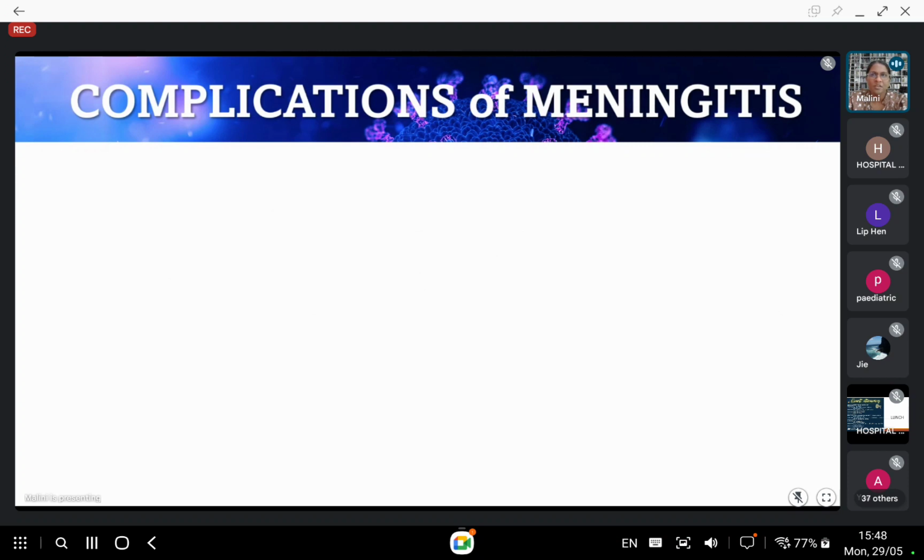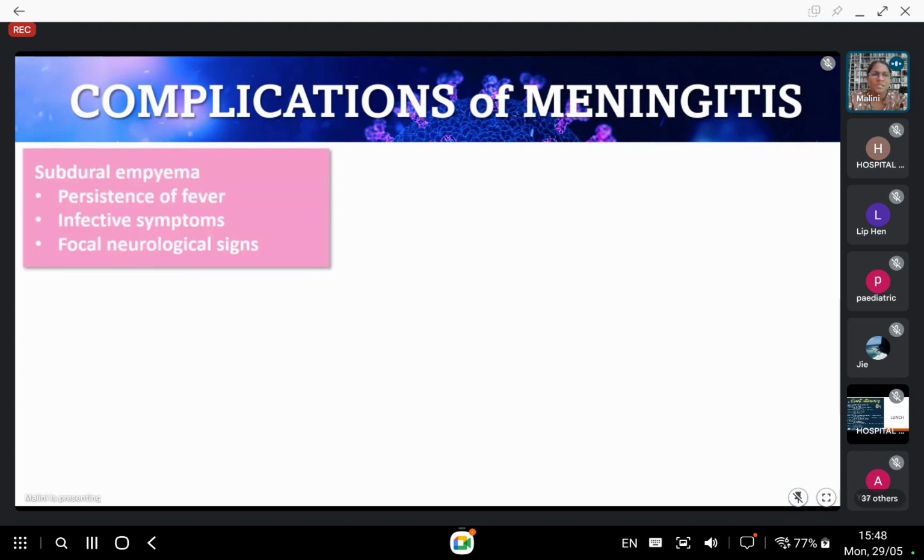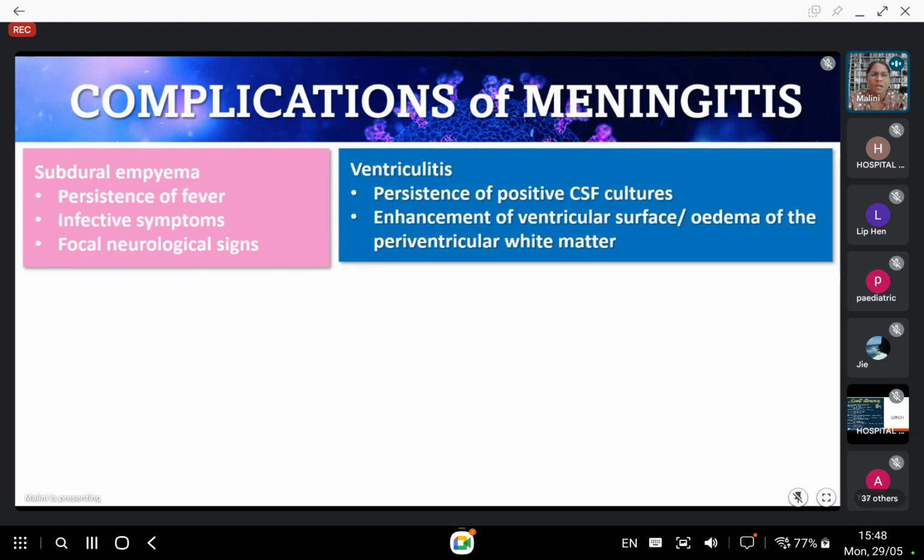So what are the complications of meningitis? Subdural empyema should be suspected if you have persistent fever, any infective symptoms, and focal neurological signs. Ventriculitis: you will have persistent positive CSF culture with no clinical signs, and perhaps even a fairly well child. Neuroimaging will show enhancement of the ventricular surface and edema of the periventricular white matter.